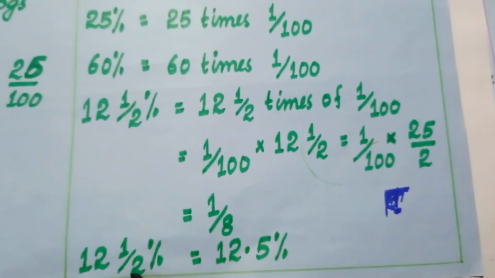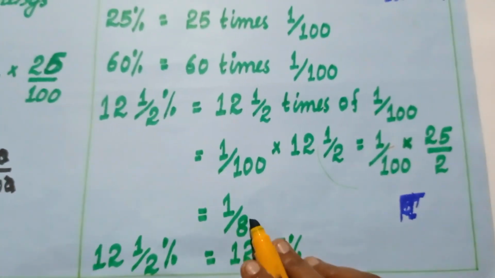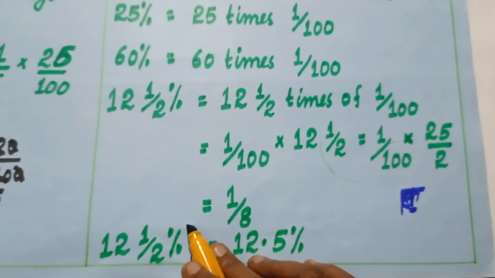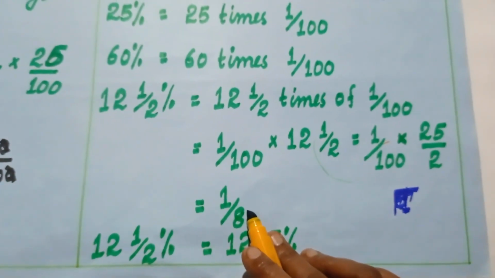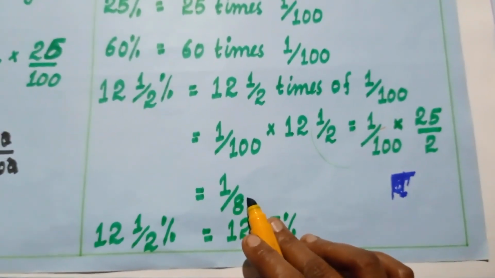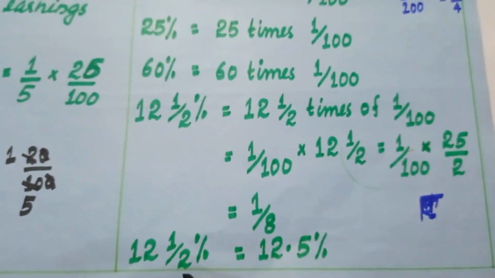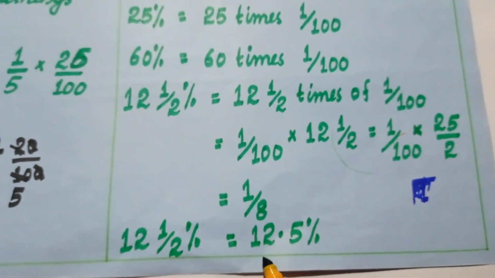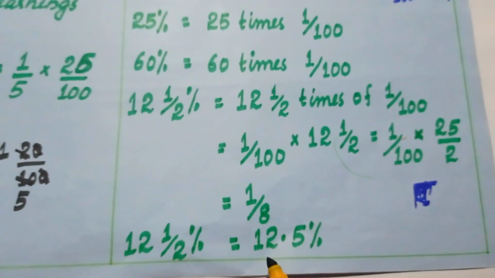Then 12 and 1 by 2% is 1 by 8. 12 and 1 by 2% of something means 1 by 8 of that. So 12 and 1 by 2% can also be written as 12.5%. Half means 0.5.